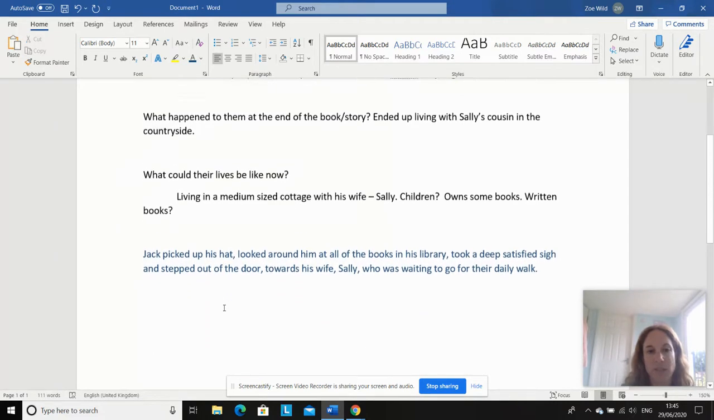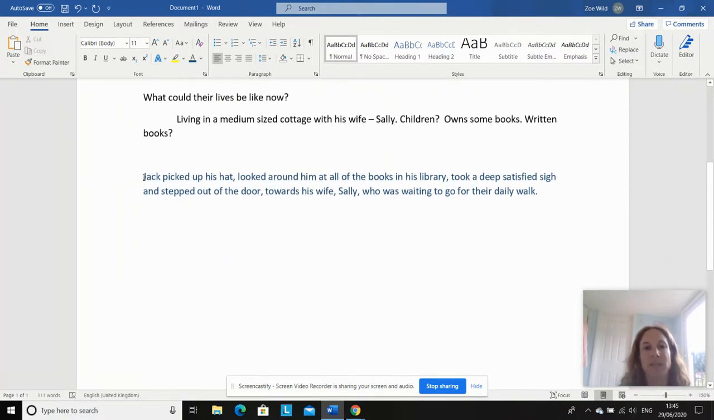So this is the start. Jack picked up his hat, looked around him at all of the books in his library, took a deep, satisfied sigh, and stepped out of the door towards his wife, Sally, who was waiting to go for their daily walk. So I've managed to sum up quite a few things there.